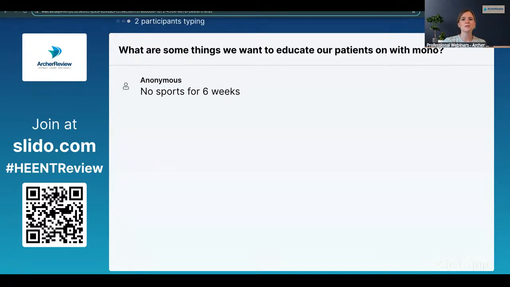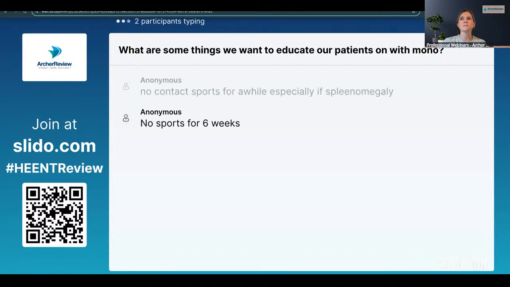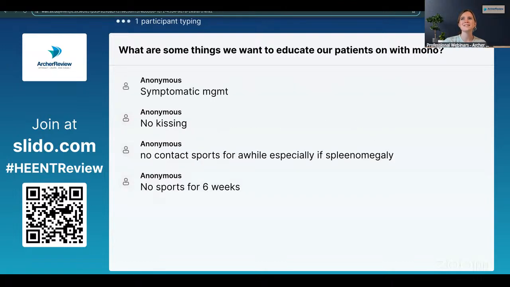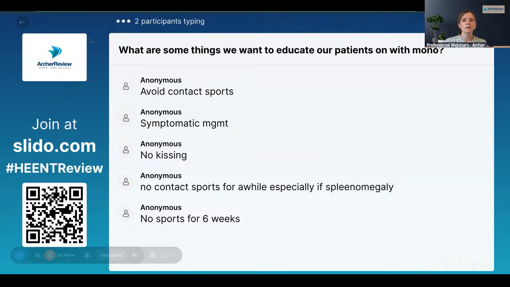No sports for 6 weeks. Yep. Again, we got the sports contact. Don't do that. No kissing. Yep, that's right. It's the kissing disease, symptomatic management. No kissing because it is more common in adolescents and older people, so they're more likely to kiss each other. So you've got to make sure, yeah, no kissing so they don't spread it. No sharing food, no drinks. It spreads through the saliva.